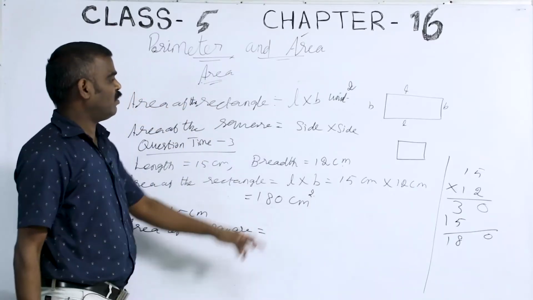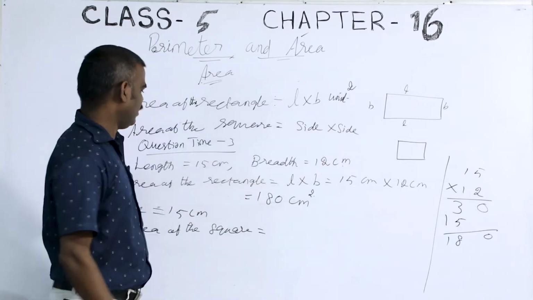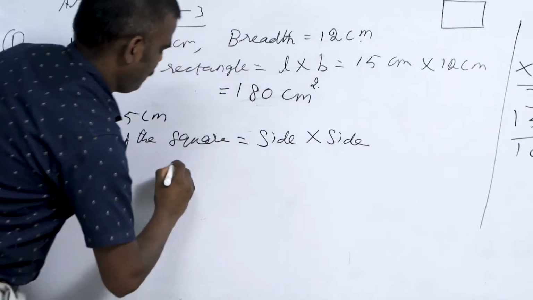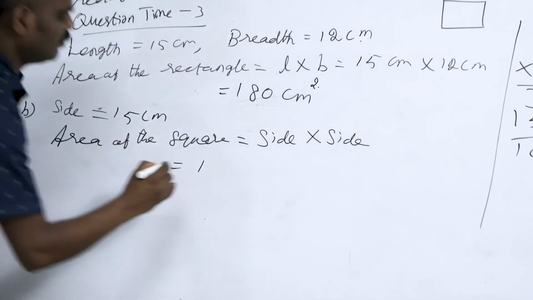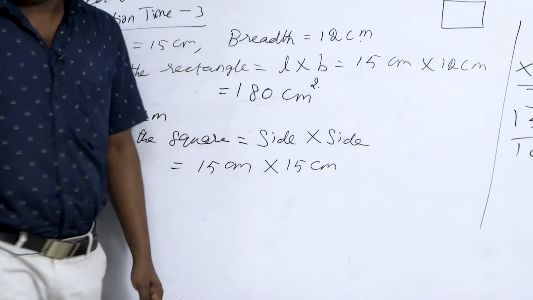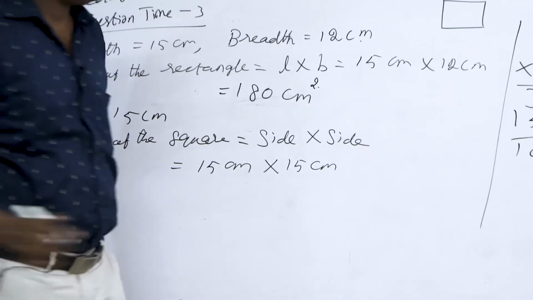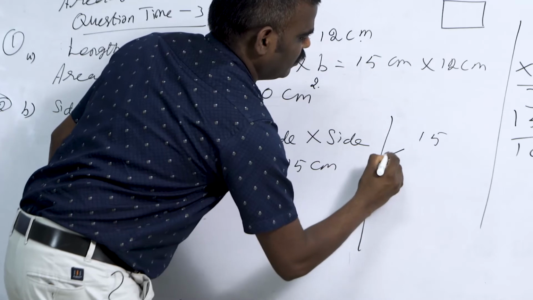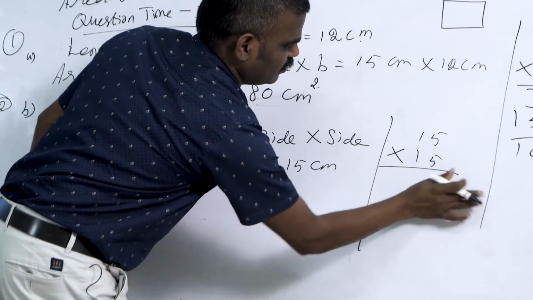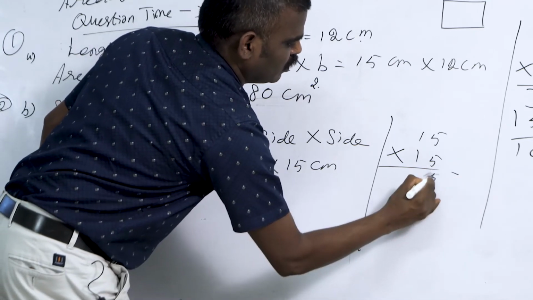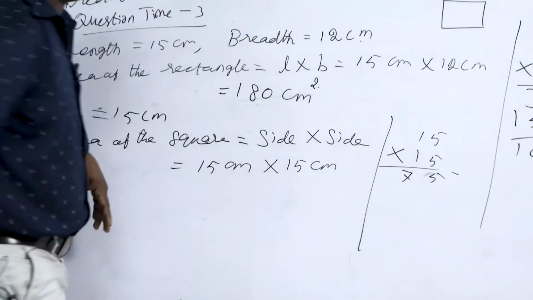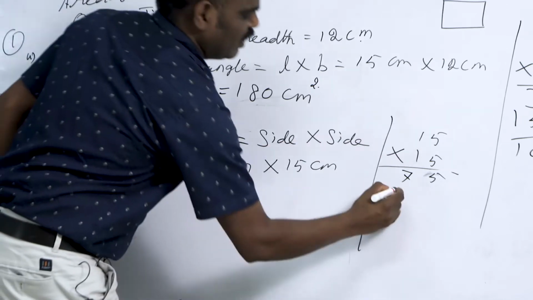See, what is the area of the square formula? Side into side, we already have, right? Side is how much? 15. 15 centimeter into 15 centimeter. Multiply. 5 5s how much? 25. How much remainder? 2. 5 ones are 5. 5 plus 2 how much? 7.